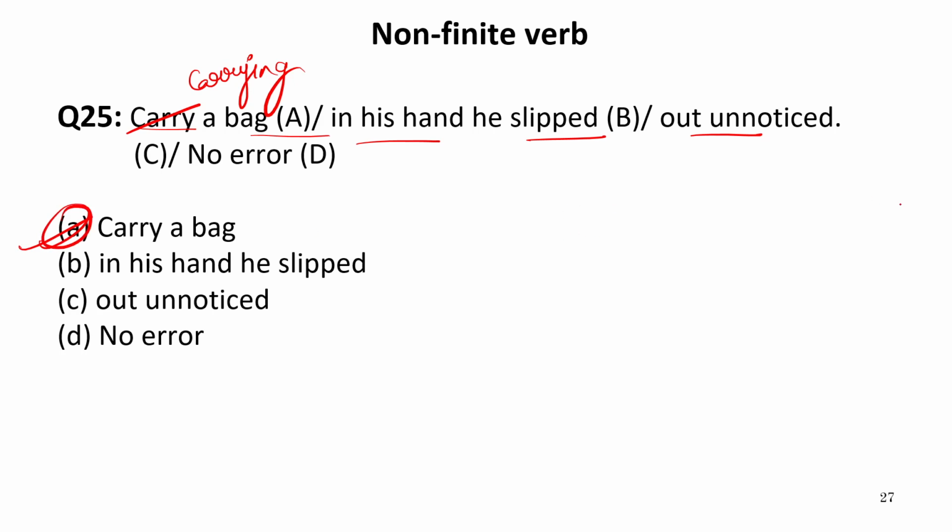It means that he has a bag in his hands. So he was carrying it. Therefore, our answer is A.